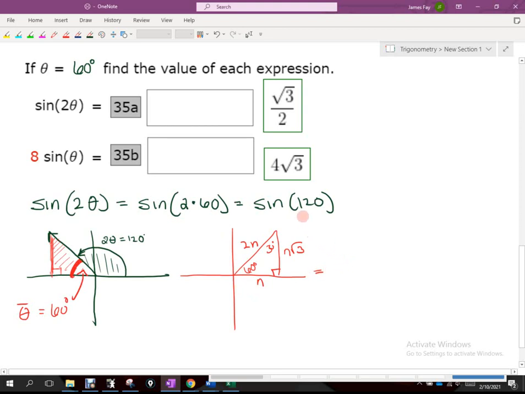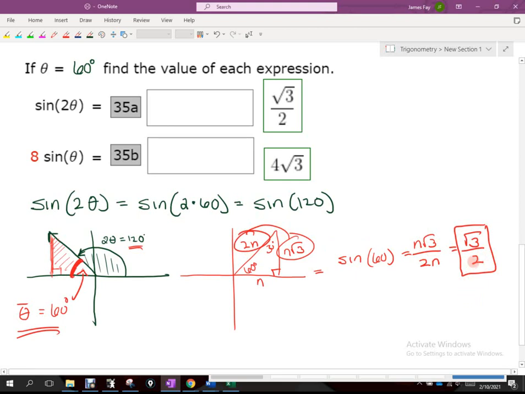So when they ask us to find the sine of, in this case, 120, it's going to be the same thing for us as the sine of 60 based off of this reference angle. So sine of 60 then is opposite over hypotenuse. So n radical 3 over 2n, n's cancel, and it leaves me with that. Okay? Now, the only difference between a theta and a theta bar is going to be the plus or minus aspect, or could be the plus or minus aspect.